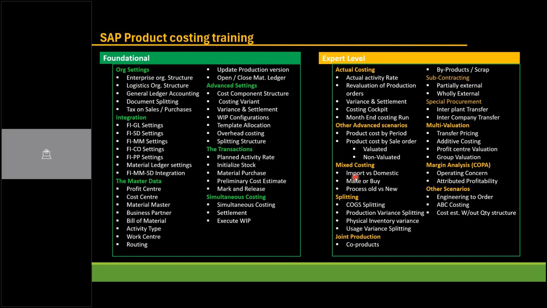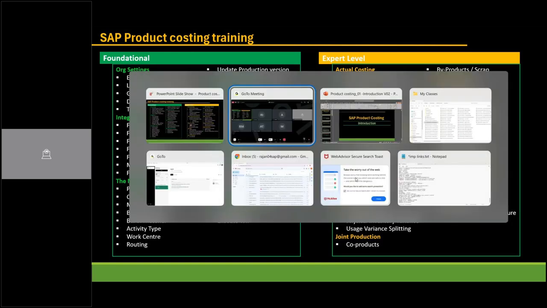Then we will look into margin analysis. We will look at certain features. What is an operating concern? May I ask you, what is an operating concern according to you? I can call out names if you help. If you answer, the understanding will be more firm. That's the only request I have.